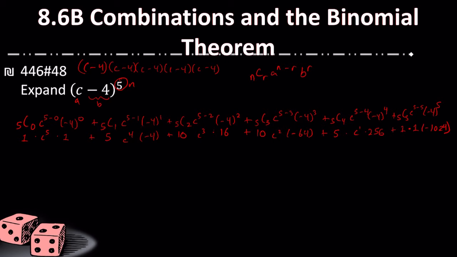All right, last step, put it together. So we have 1 times 1 is 1, c to the 5th. So that would be a minus, because 5 times negative 4 is negative 20, c to the 4. Then we have 10 times 16, c cubed. Then we have 10 times negative 64, c squared. Then we have 5 times 256, it's 1280, c to the first. Then minus 1024.